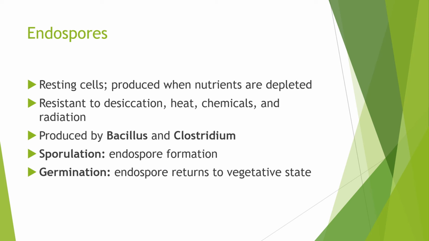Now, when essential nutrients are getting depleted, the bacteria is going to start producing what's known as an endospore. Endospores are usually produced by gram-positive bacteria, such as the ones under the genera Bacillus and Clostridium. So those are usually the ones that produce endospores. Endospores are basically more durable daughter cells, if you can think of it this way.